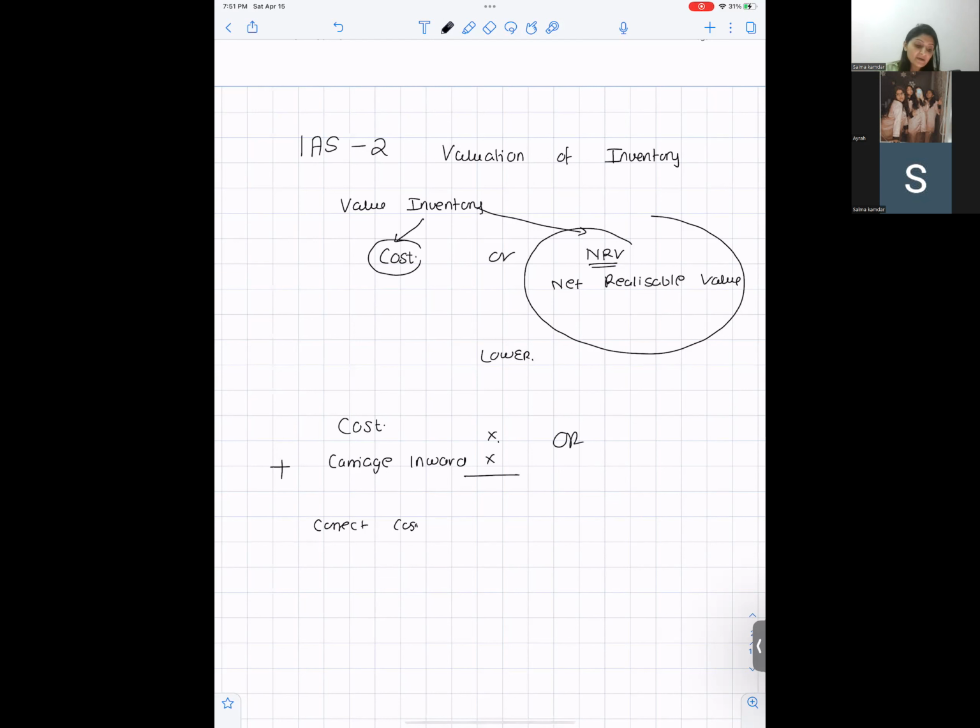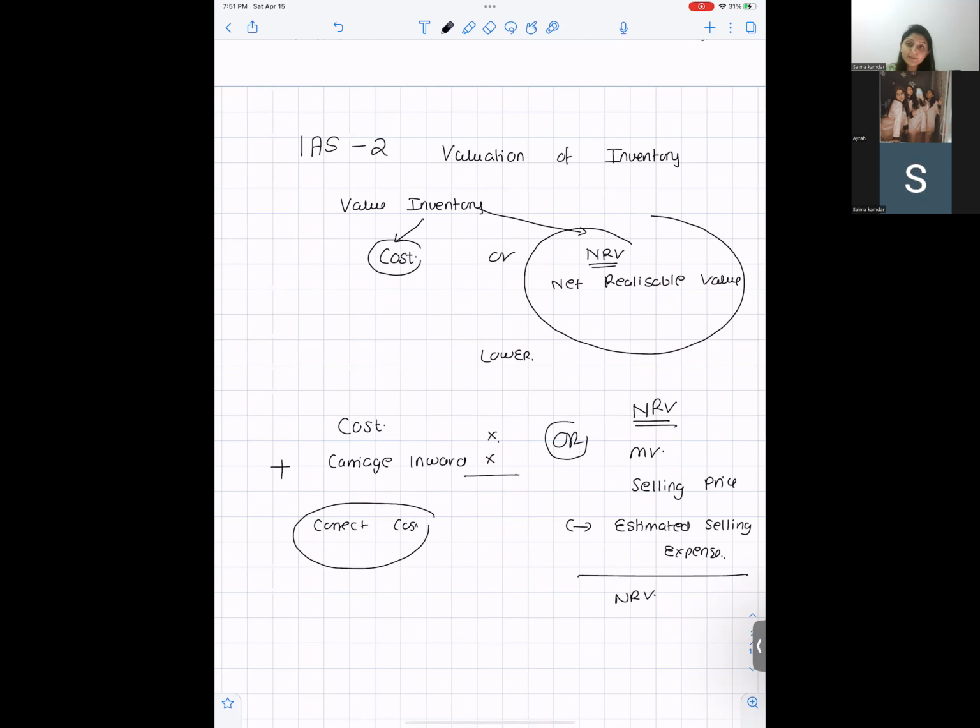And when you are finding the NRV, which is also called the net realizable value, or the market value, or the selling price that you get for your inventory when you sell it in the market, you should subtract your estimated selling expenses from it. Then you compare your cost and your net realizable value. Whichever is lower, you will value your inventory at that price.